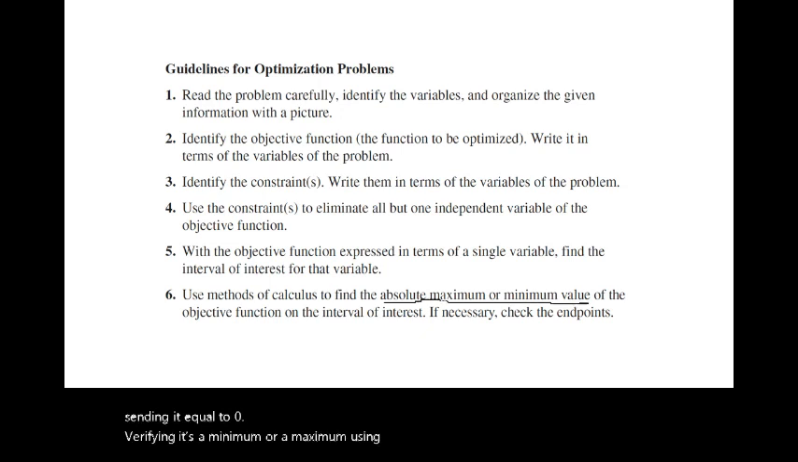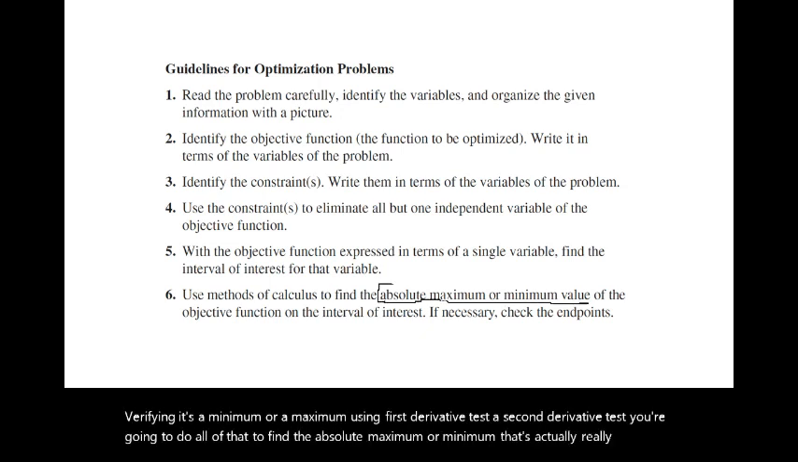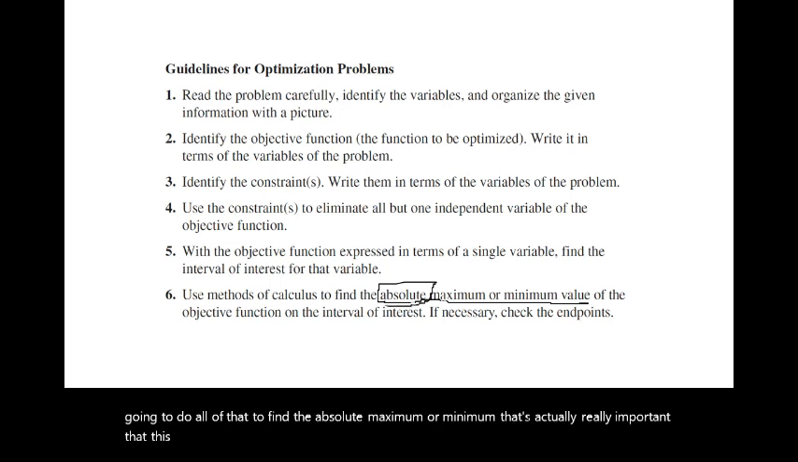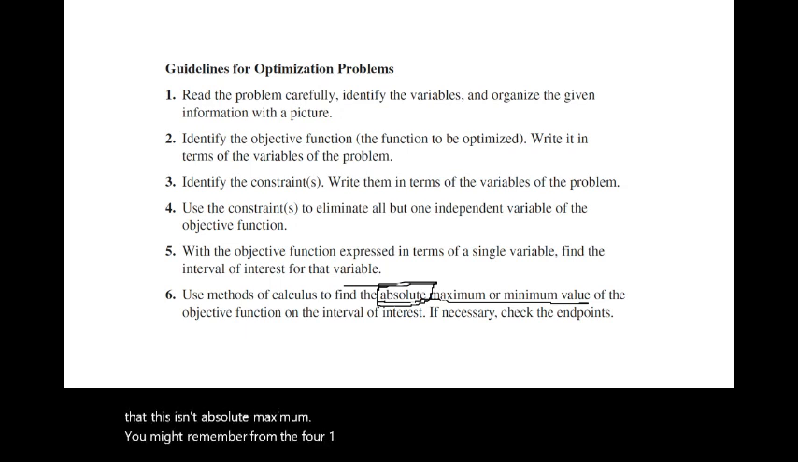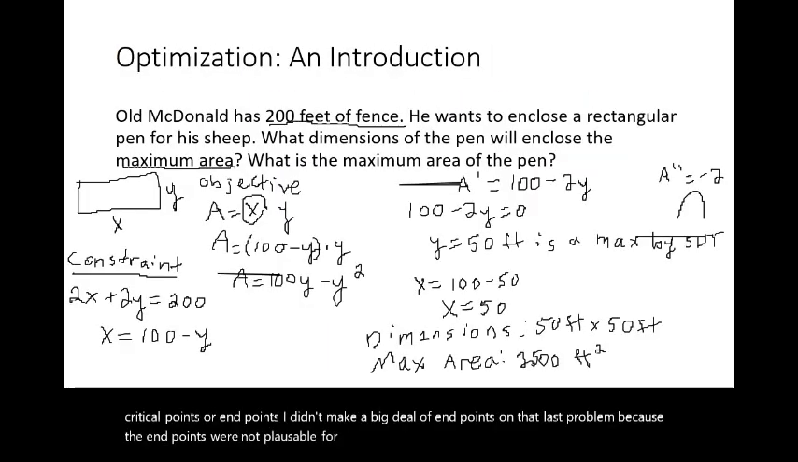That's actually really important, that this is an absolute maximum. You might remember from the 4.1 video that an absolute max or min could occur at either critical points or endpoints. I didn't make a big deal of endpoints on that last problem because the endpoints were not plausible for the fence problem. The endpoints for y could be 0, which wouldn't make a rectangle.